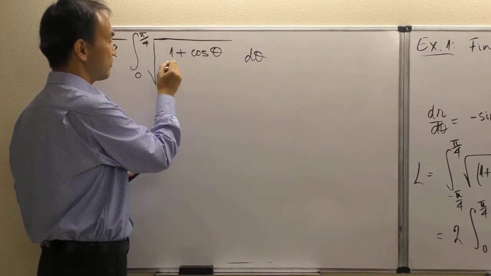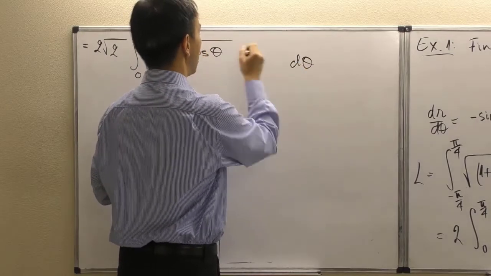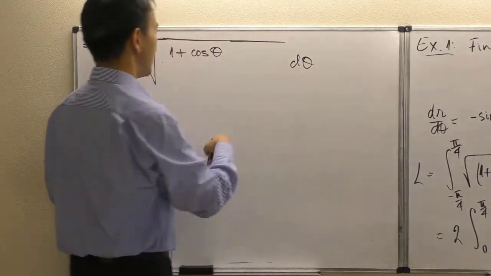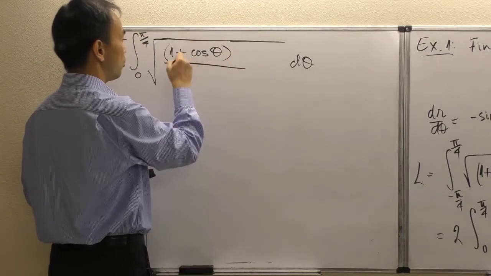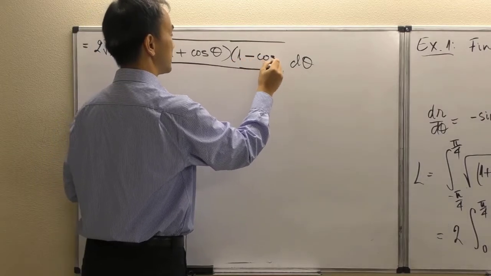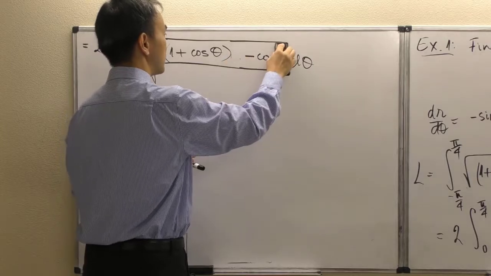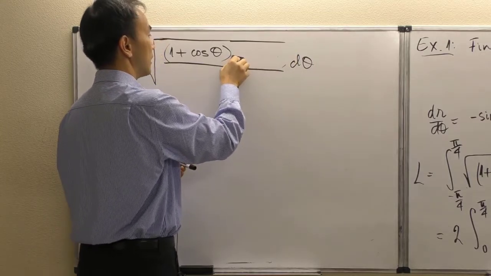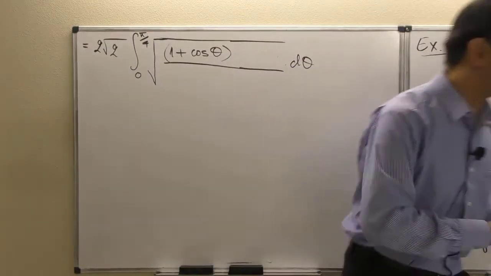Allow me to write the theta d theta all the way out here. So inside the square root, this is what I'm going to do. I'm going to multiply the 1 plus cosine theta with 1 minus cosine theta. And I should have done that in red ink. This is a very famous algebra trick right here.